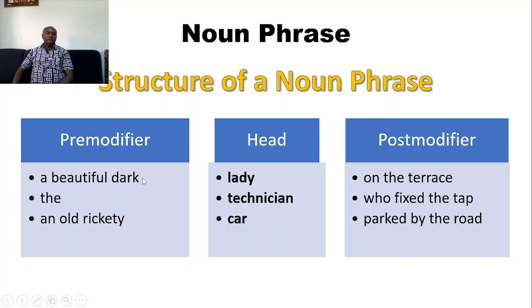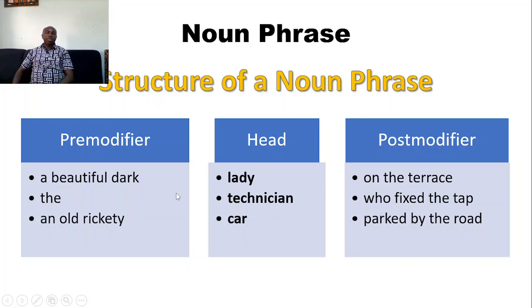Look at the first example. A beautiful dark lady on the terrace. A beautiful dark premodifies the noun lady by stating the attributes of the complexion of the lady. Not a fair lady, not an ugly lady, but a beautiful lady, dark in complexion. On the terrace, which is the post-modifier, provides additional information on the location of the noun head lady, meaning that the lady we are talking about could be found on the terrace.